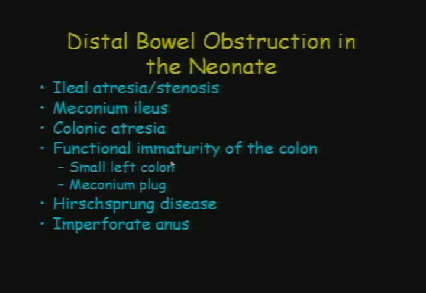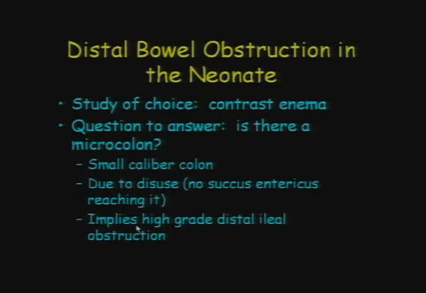Okay, distal bowel obstruction, lots of dilated loops. The way I like to think about it is you can start at the ileum and think of causes and go forward to the rectum, or you can start at the anus and go backwards. But the things that you're going to need to think about are ileal atresia and stenosis, meconium ileus, colonic atresia, functional immaturity of the colon, which used to be called meconium plug or small left colon, Hirschsprung's disease, and imperforate anus. The study of choice in evaluating a distal bowel obstruction is a contrast enema.